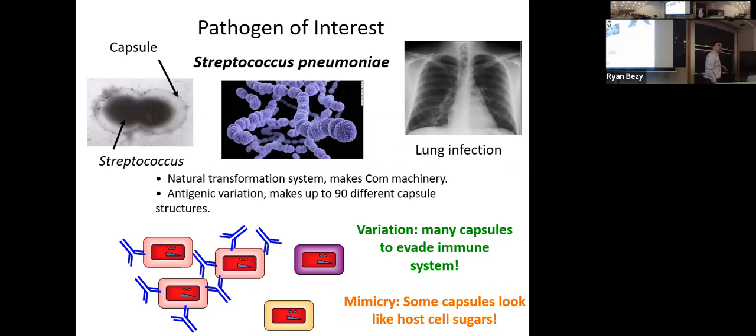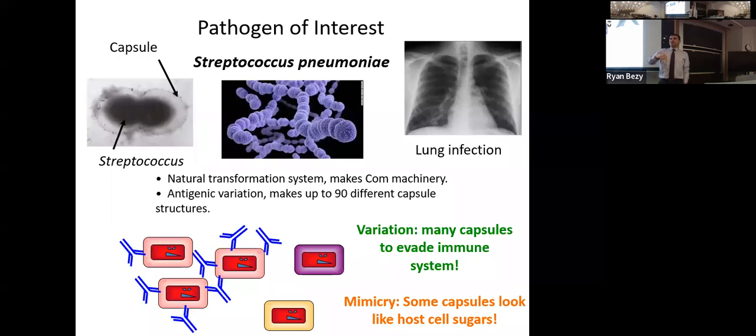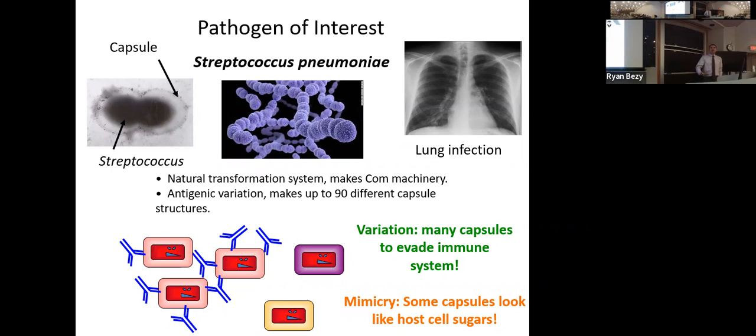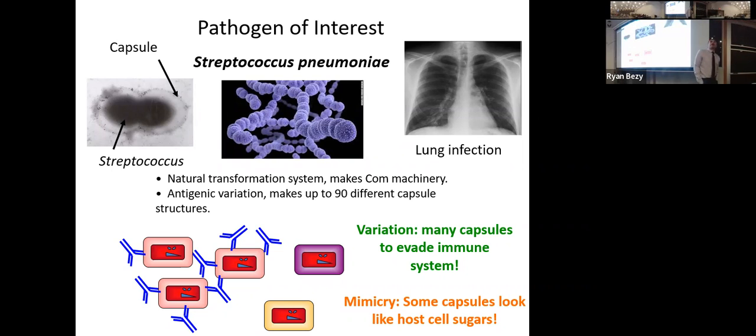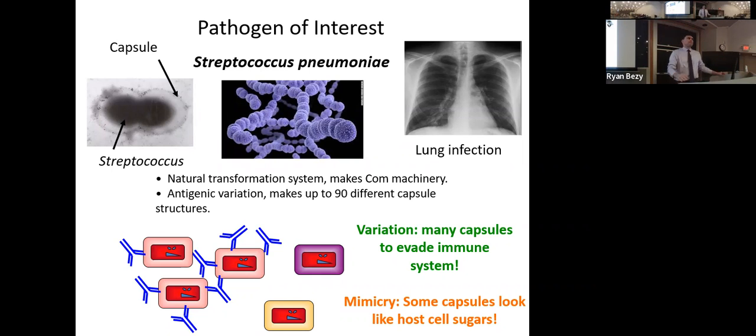The other thing is some of these capsules do what is called molecular mimicry. Some of these capsules look like normal human sugars, like this one, which looks like normal sugars that our cells also make. It tricks our immune system into saying, this is fine, nothing wrong here. Our immune system doesn't recognize it because it looks like host cell sugars. Questions about that?